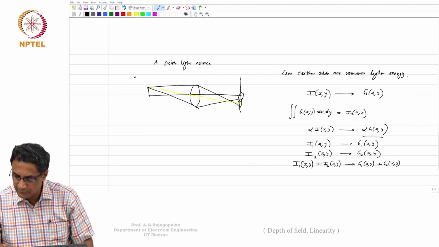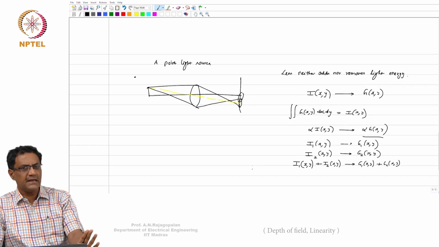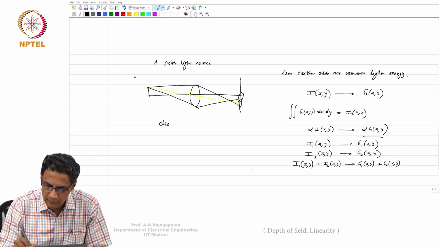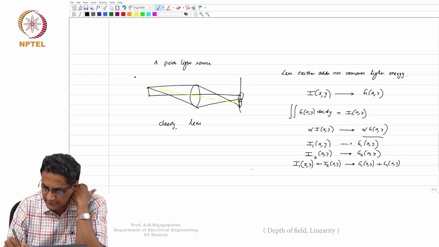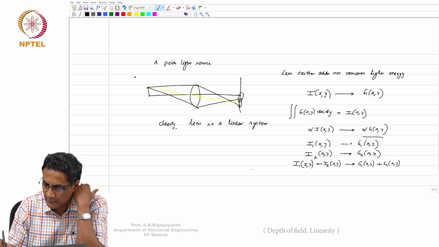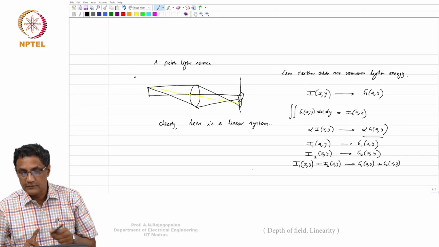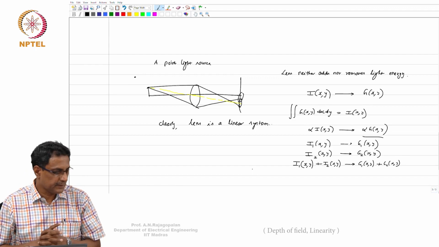So what this means is that you all agree that a lens is linear, right? Clearly, a lens is a linear system. I'll stop here because the next notion is one of shift invariance, and that will require some explanation.